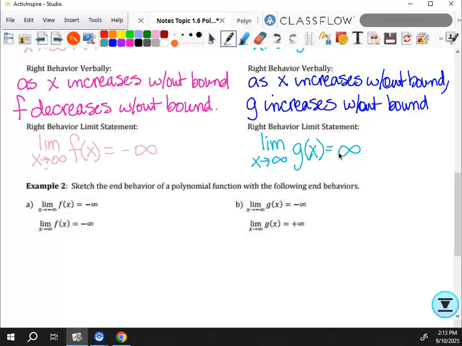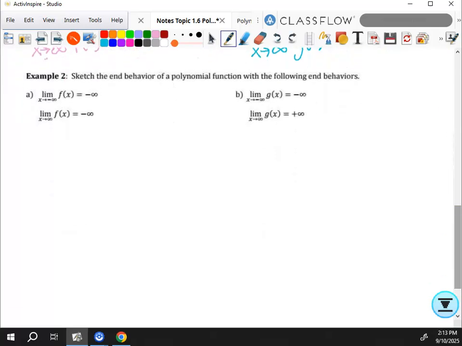So now we have some limit statements. We're going to come up with not the entire graph because we don't have enough information for that. I have no idea what the degree of the function is, or how many zeros it's going to have, but I can figure out the end behavior. If the limit as x approaches negative infinity is negative infinity, then the left-hand side has to be pointing down. Would you agree with that? And then as x approaches infinity, if the limit is negative infinity, the right-hand side is also pointing down. Okay? We good on that?